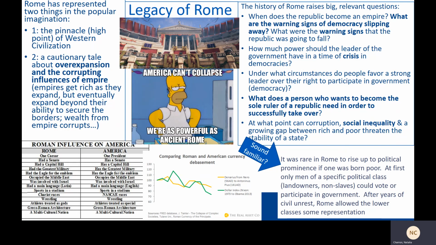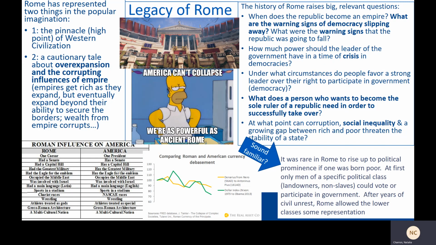The history of Rome for us now, specifically, I'm recording in November of 2020, raises some pretty relevant questions, such as, when does a republic become an empire? What are the warning signs that democracy may be slipping away? What are the warning signs when a republic is about to fail? How much power should the leader of a government have in times of crisis in democracies? Under what circumstances do people favor a strong leader over their own right to participate in government?